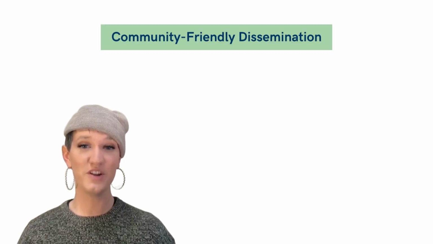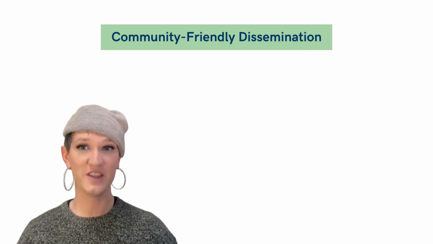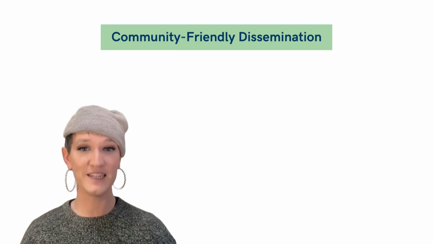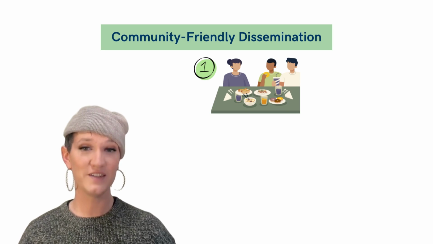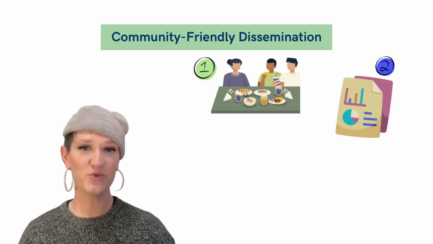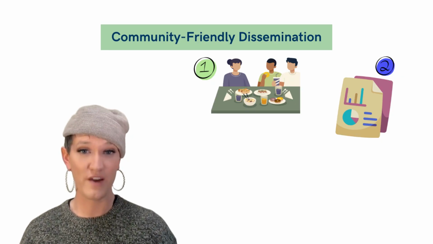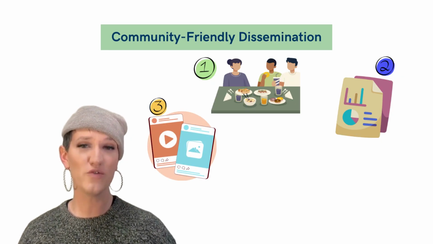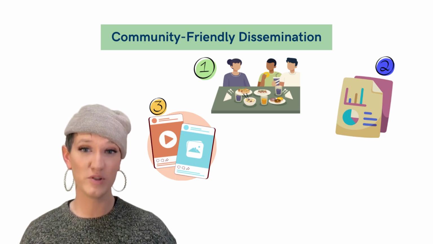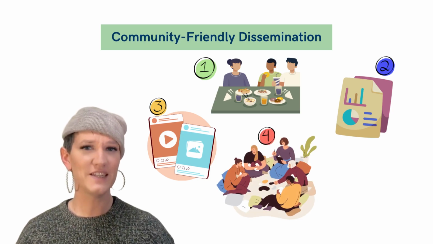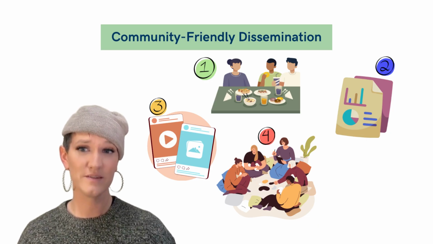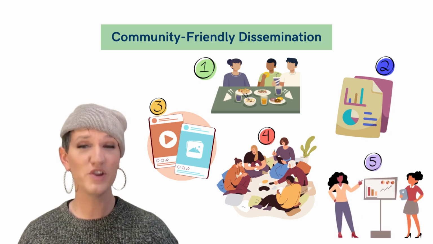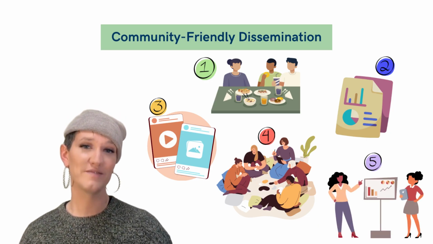That's why community boards can help researchers think about community-friendly dissemination, such as hosting an event or open house in the community, creating easy-to-read fact sheets or infographics, making short videos or social media posts, sharing findings in clinics, support groups, or peer meetings, or co-presenting with community members who were involved in the study.